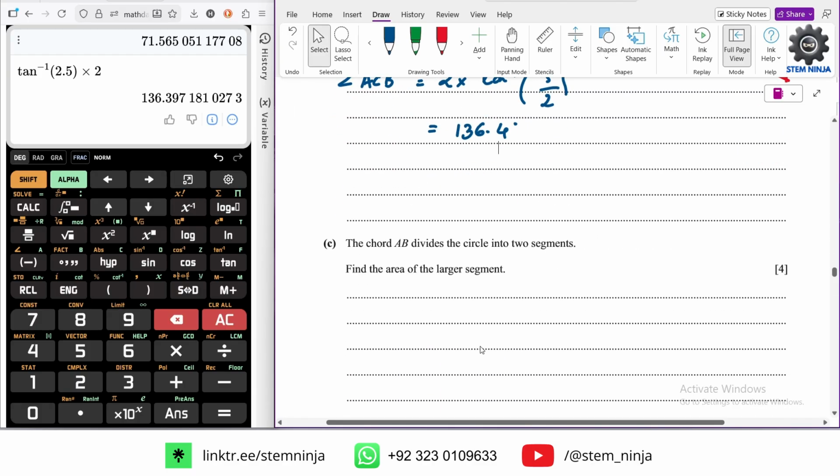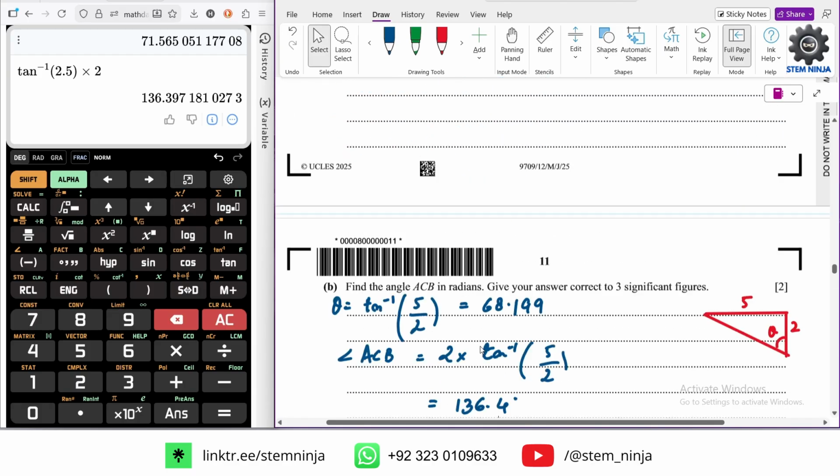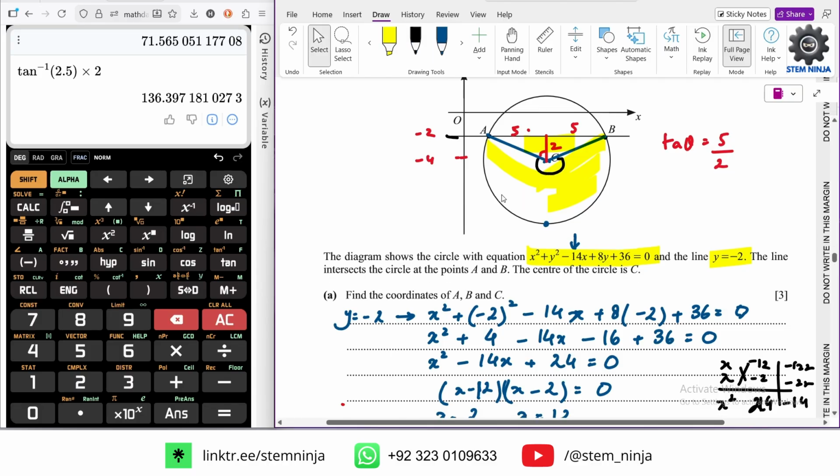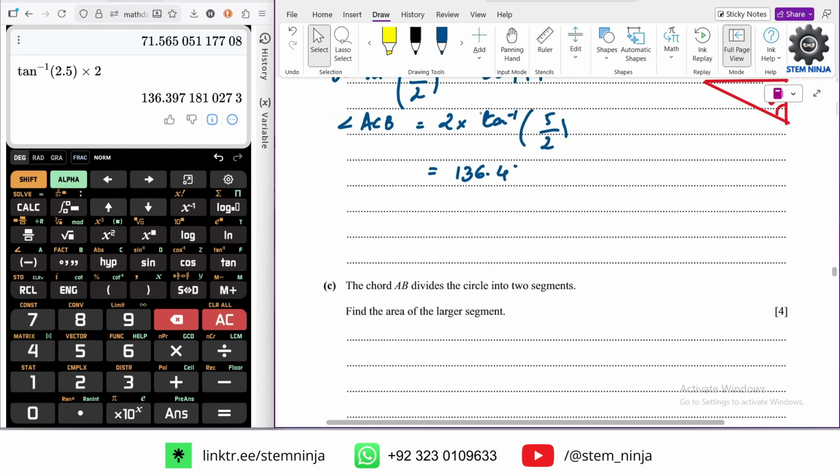The chord AB divides the circle in 2 segments. Find the area of the larger segment. Okay, so what we can do is find out the area of this sector first and then add the area of this triangle. Okay, so now we know the angle. Wait a second. Oh, sorry. We have to give it in radians. Sorry, I just completely forgot.